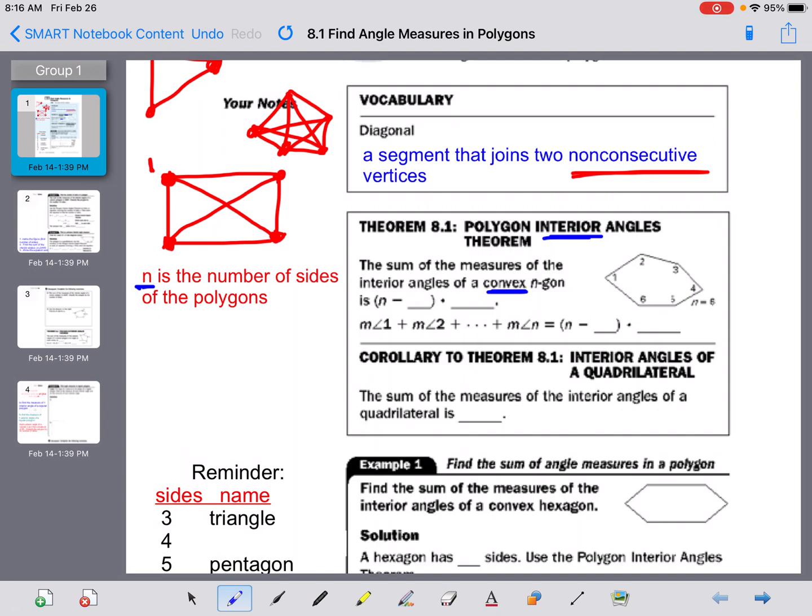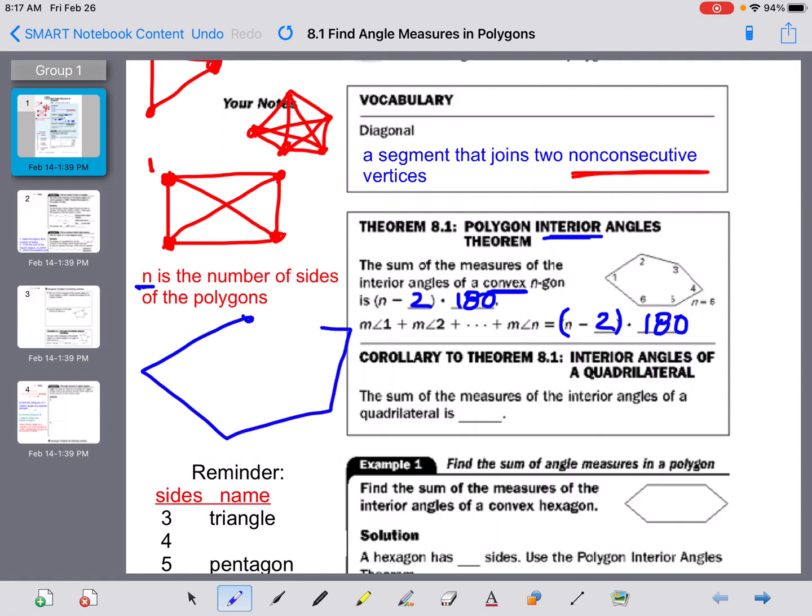So the sum of the measures of all the interior angles of a convex n-gon is n minus 2 times 180. So the measure of 1 plus the measure of 2 plus however many other angles there are is going to be the number of sides minus 2 times 180. That's when I add up all the angles inside, okay? Now, where do we see or hear 180 most of the time in geometry? It's the sum of the angles inside of a triangle.